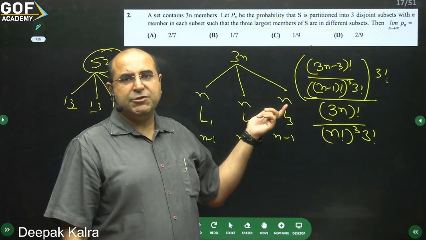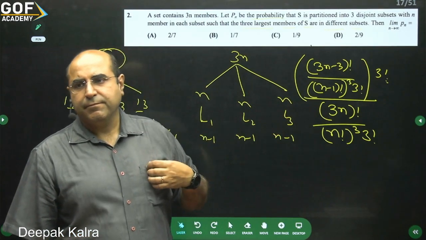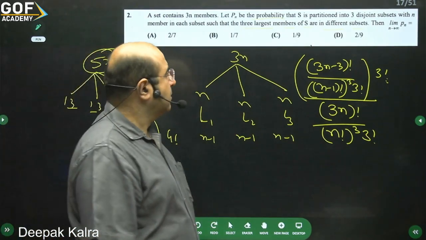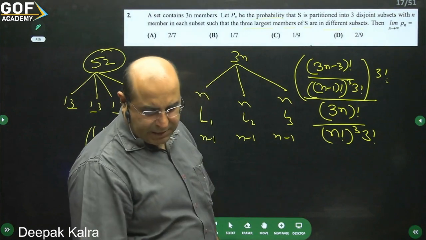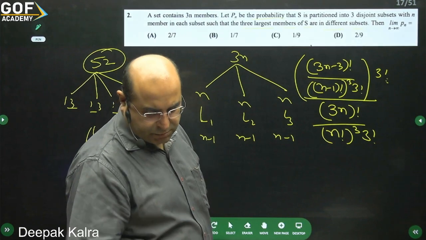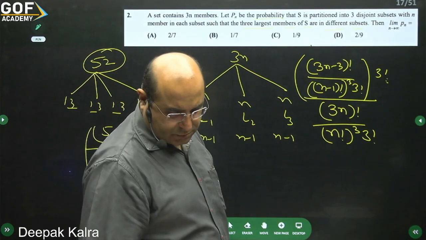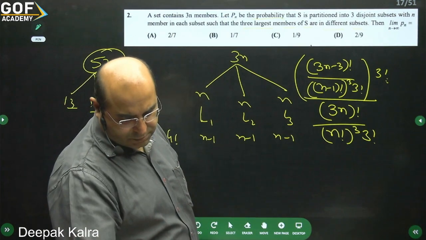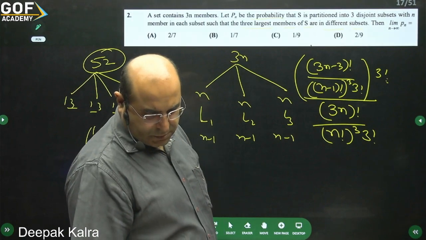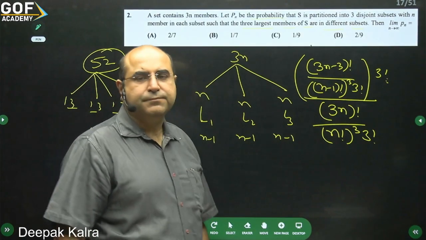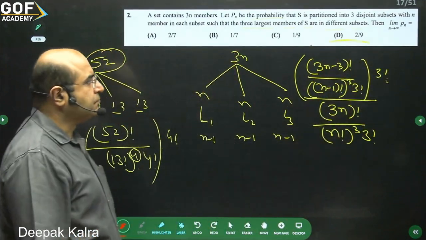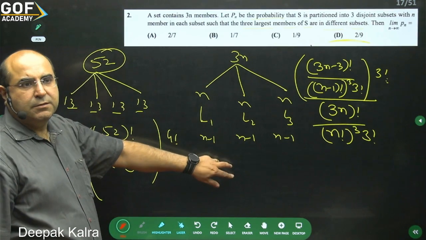Is there anything which you want me to repeat in this? May I go ahead? And I think the answer would be 2 by 9, something like that. Let me check. I think 2 by 9 is the answer. Yeah, 2 by 9 is the answer. May I proceed?